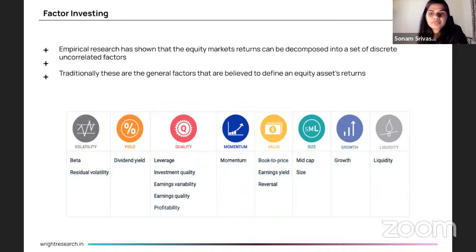इसके अलावा ग्रोथ, growth is a factor where we are just picking stocks that are giving good earning growth, right? So any stock that is showing a good earning growth, we are investing into it. And then there is liquidity, which means that any stock that has high liquidity is preferable.